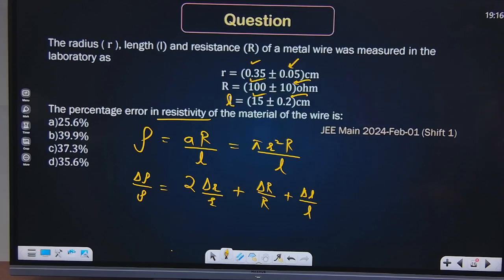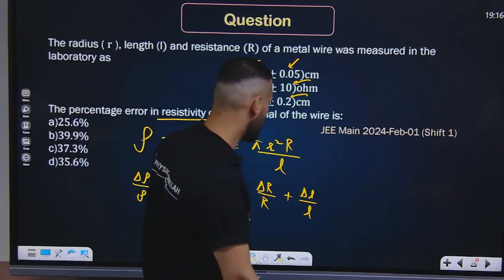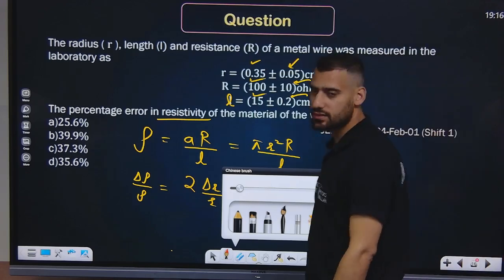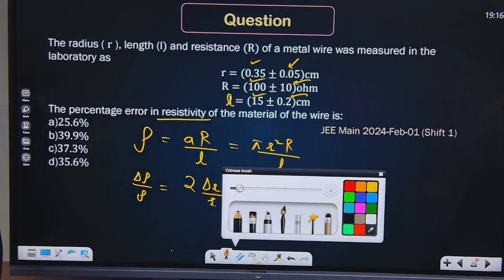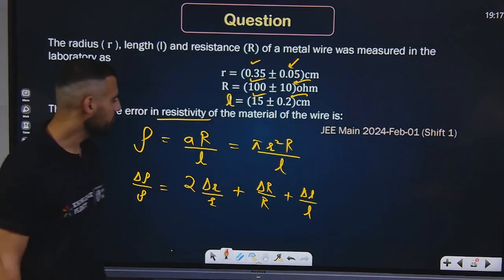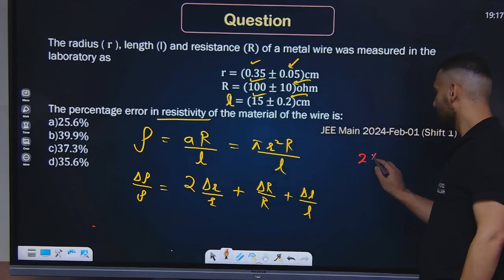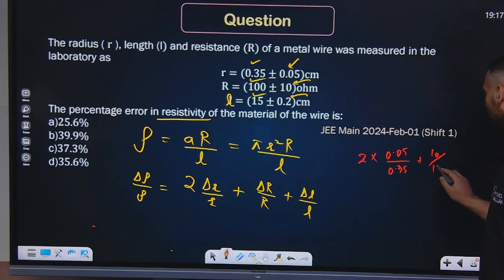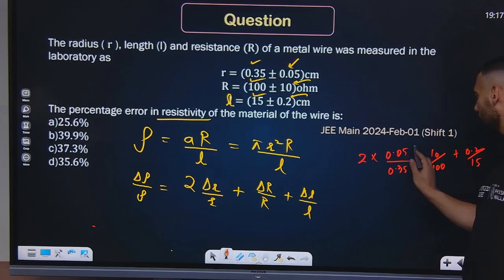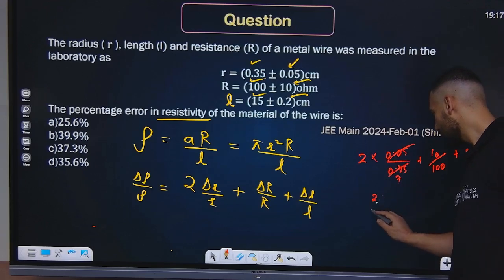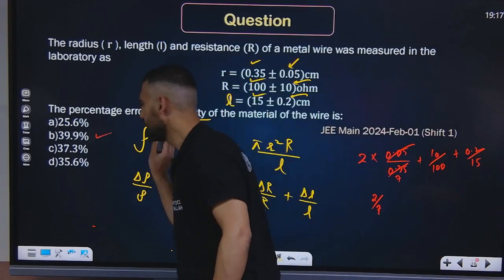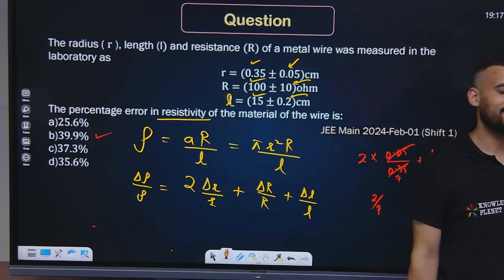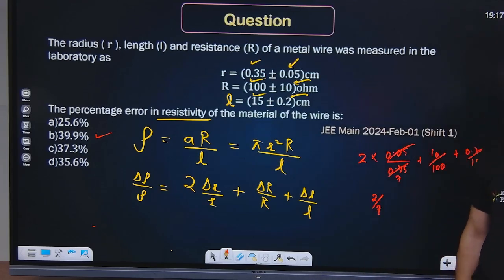Hey, you have to put in the values. Delta R is 0.05 by 0.35. Delta R is 10 by 100. 0.2 by 50. So 5 1 R, 5 7 R. How about approximately to the... is correct. 39.9. Wait, I have 39.9 is correct.